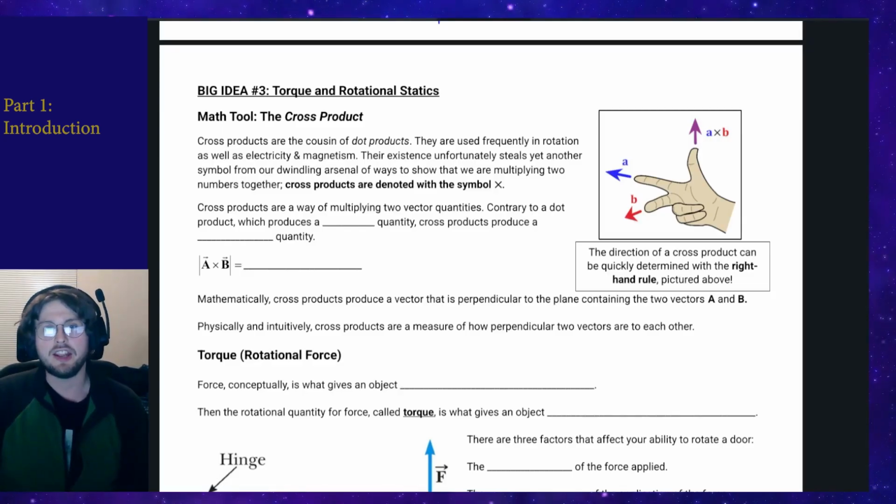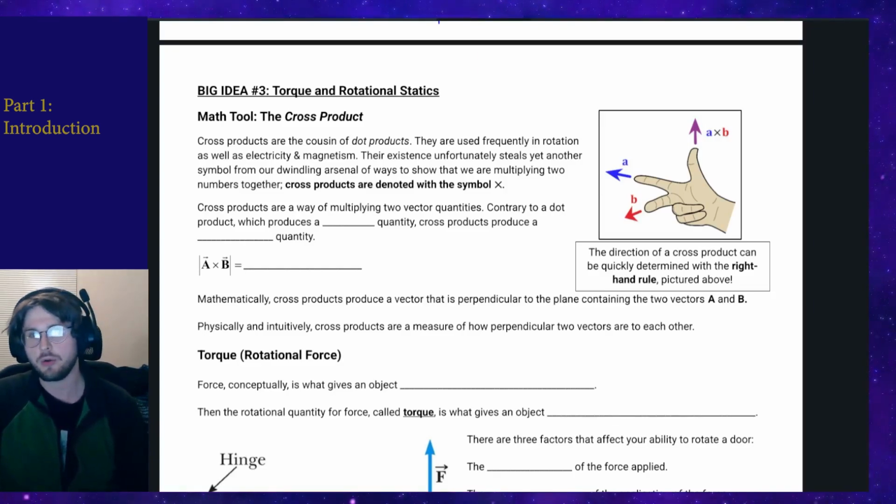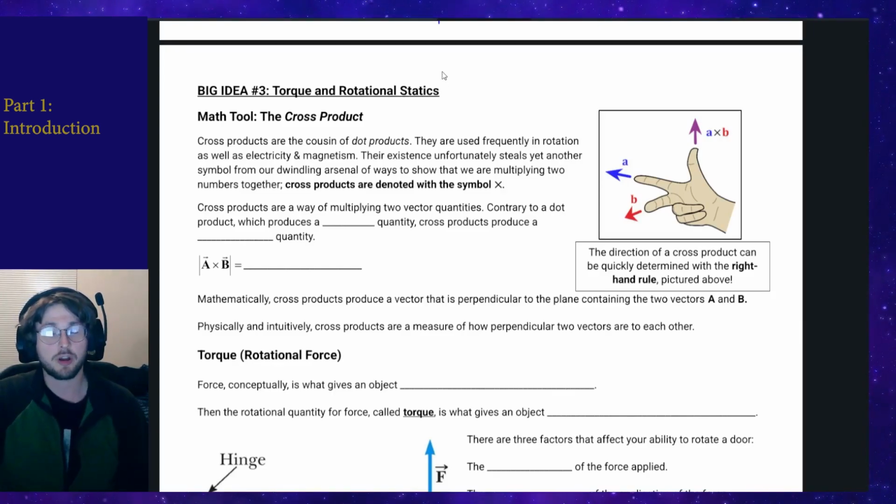Hey there! In this video, I'm going to introduce to you the third big idea in the rotation unit of AP Physics C, which is torque. And we're also going to introduce how that can be used for rotational statics, kind of introducing this extra component to the statics that you would have learned in the forces unit.